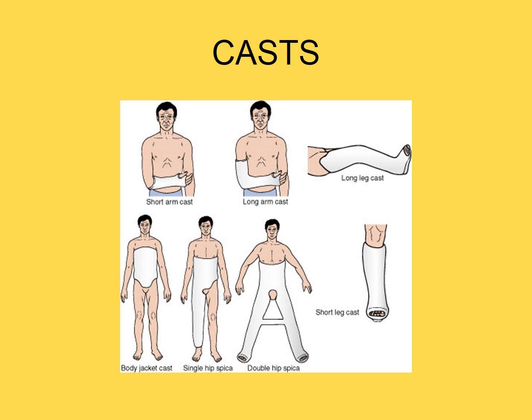to prevent muscle atrophy. So a cast can be on different body parts, as shown in this slide that we're looking at: short arm, long arm cast, long leg cast, short leg cast, double hip spica cast, single hip, and body jacket cast. All right, next slide.